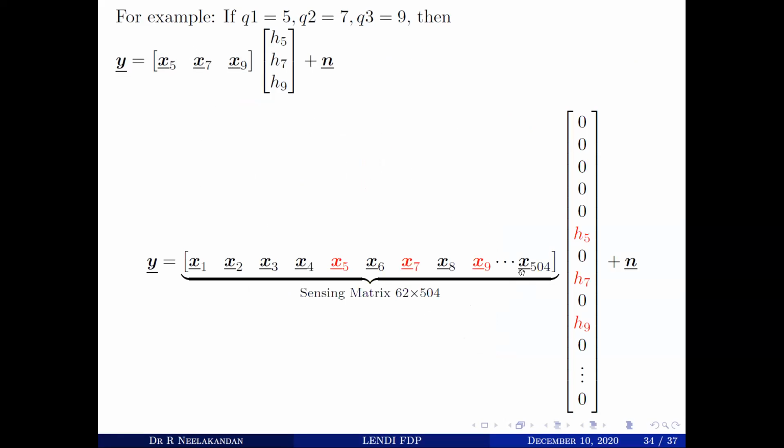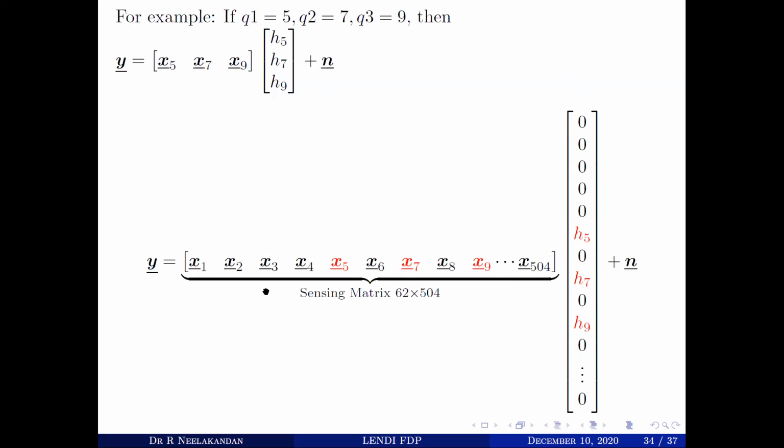Now let me think of all the 504 signals corresponding to the 504 towers, X1, X2 up to X504. Since you receive only the signal from 5, 7 and 9, only those entries are non-zero, and all remaining entries are 0. So out of the 504 cross 1 vector, you have only 3 non-zero entries. Now, this vector becomes a sparse vector. Now, this is your sensing matrix. Can you control your sensing matrix? Yes, because you decide your own training signal and how to design it.